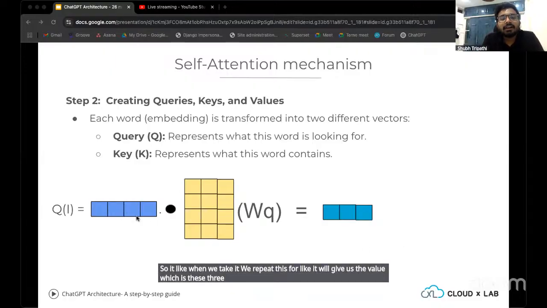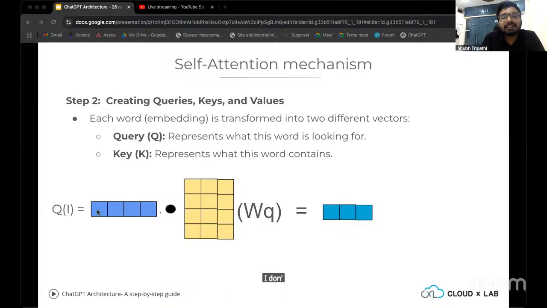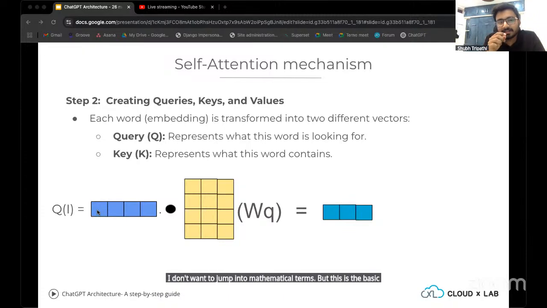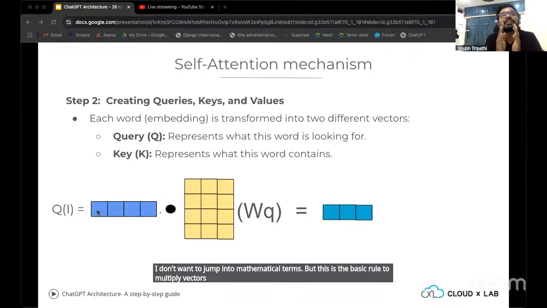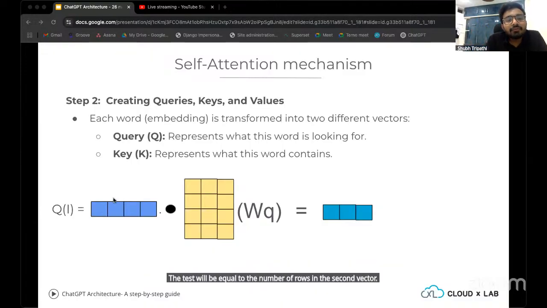When we multiply two vectors or matrices, the shapes need to be m by n and n by p. I don't want to jump into mathematical terms, but this is the basic rule to multiply vectors: if the first vector is of shape m by n, then the second vector's first dimension should be n. The number of columns in the first vector should be equal to the number of rows in the second vector. So here we have four columns.